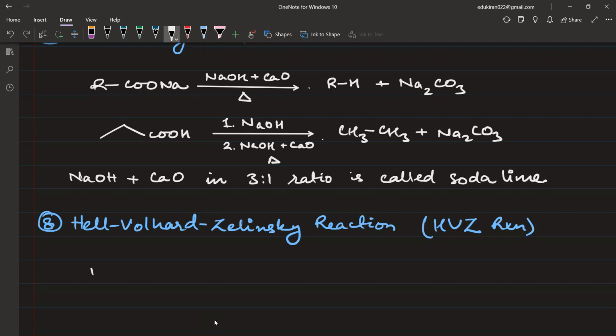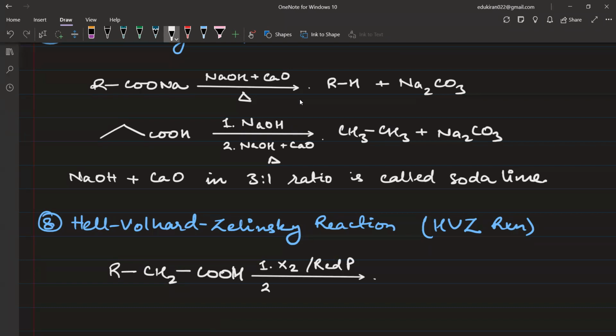What's the reaction? If you have any carboxylic acid with at least 1 alpha hydrogen, CH2COOH, this is the alpha carbon, and it contains a hydrogen. On treatment with halogen in the presence of red phosphorus, and in the second step hydration, you will get a halogen atom X on the alpha carbon. So hydrogen will be replaced by halogen.